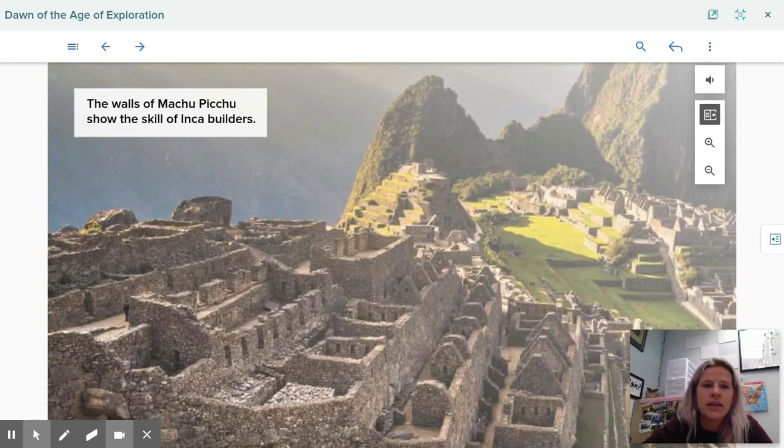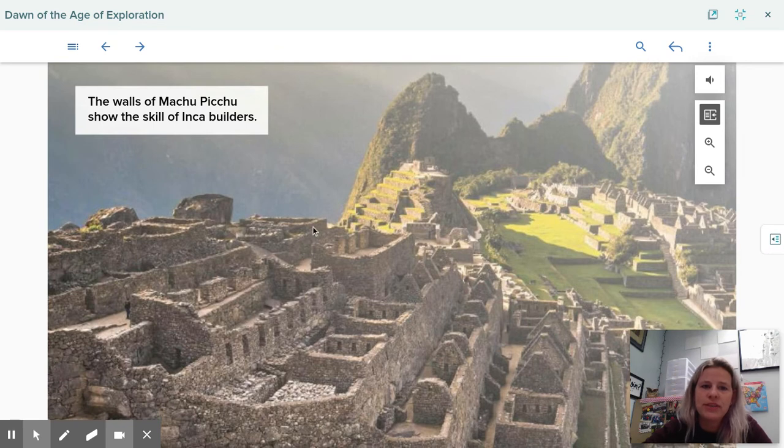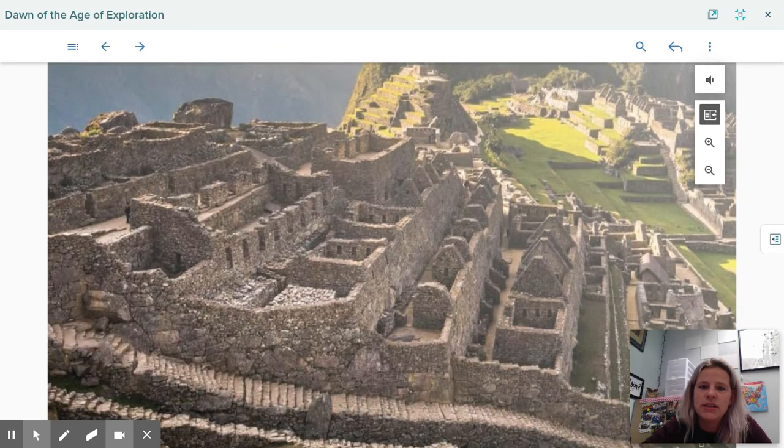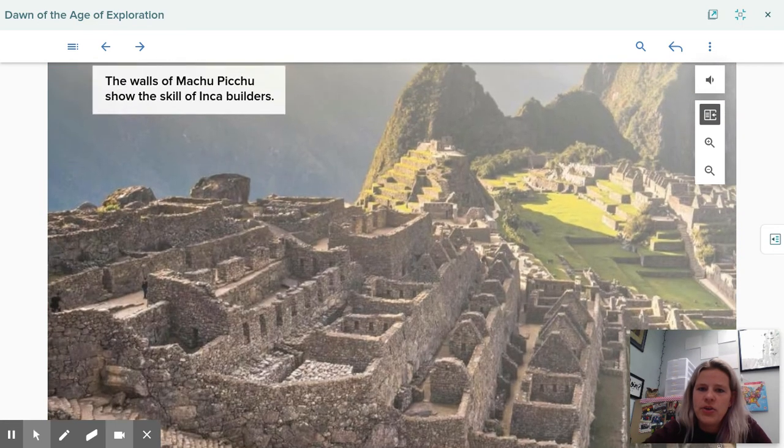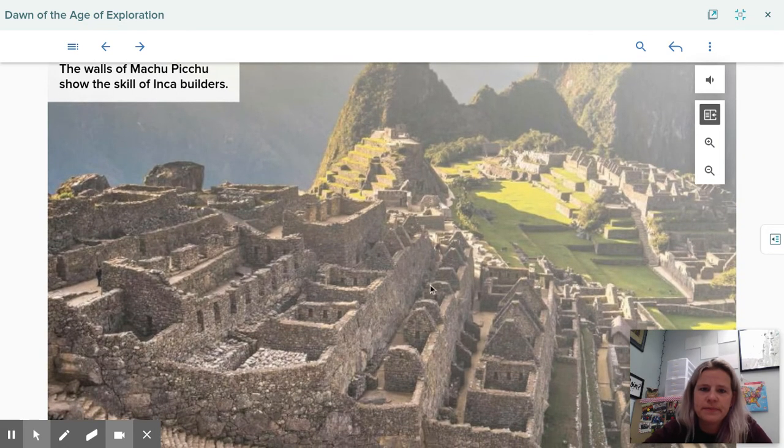So you can see the walls of Machu Picchu show the skill of the Inca builders. And you can see that they had these stone walls that were high up in the mountains. And you can kind of see that in this picture here.